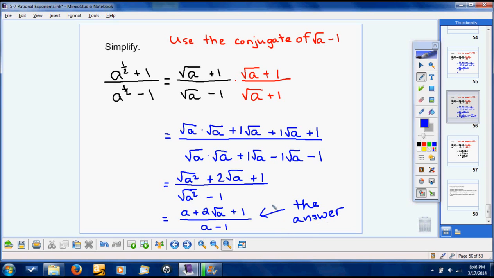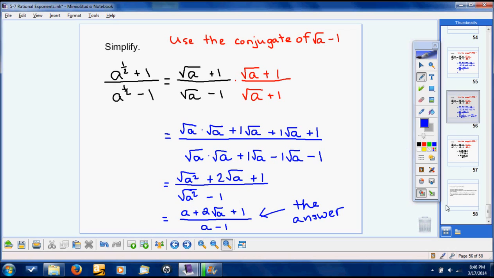Okay, so once again, square root of a squared gives you a, plus 2 square root of a, plus 1. Notice this no longer has a square root, no longer has a fraction in the denominator, so it's good. This is simplified. Alright, now this last one is just this with fewer steps.